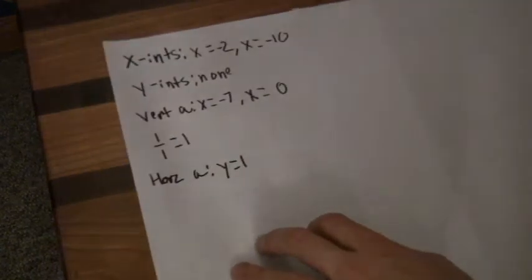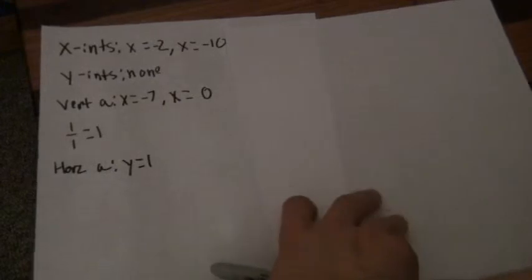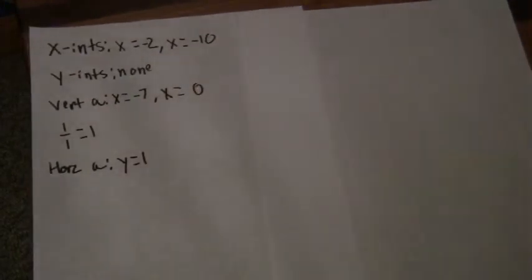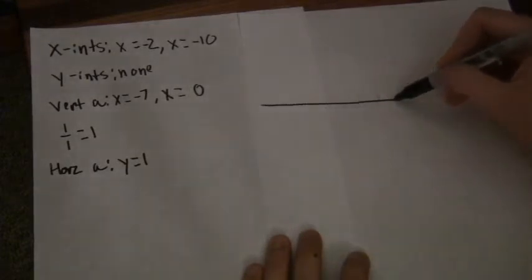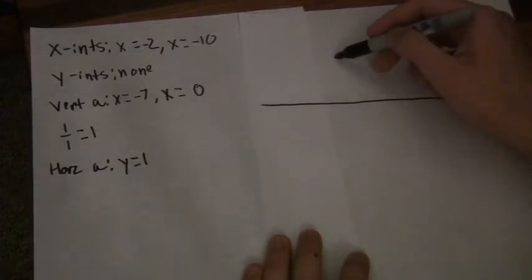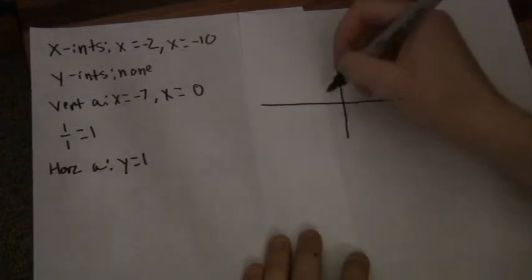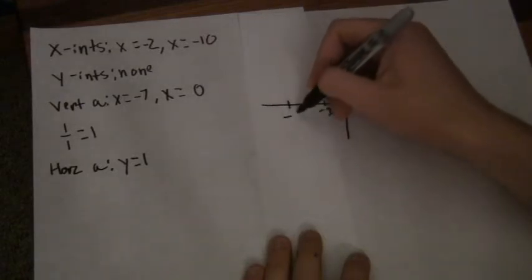So I'm going to try my best to keep both the graph and the information we had from before up here, so you can see how the information we got before relates to the graph. So we've got a graph. I'm a fool. And we've got the x-intercepts at -2 and -10.